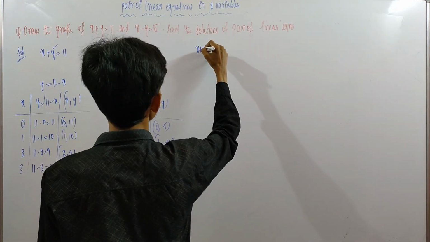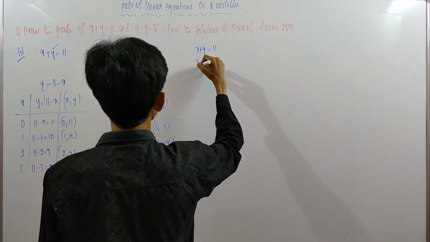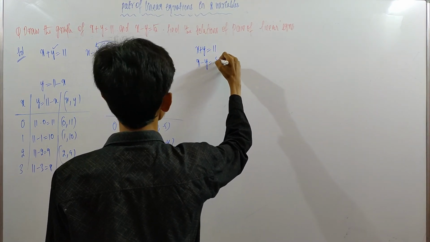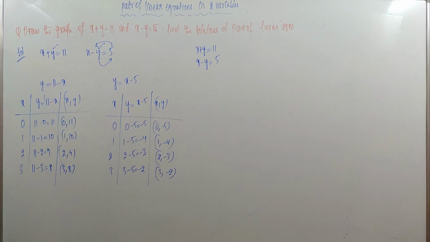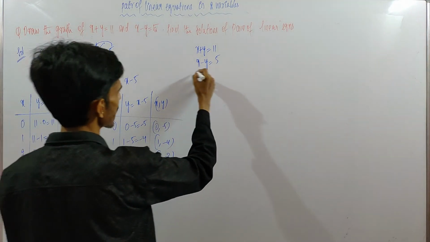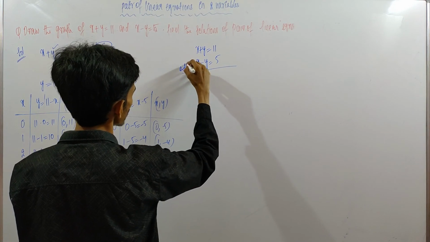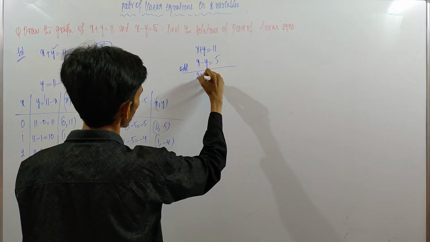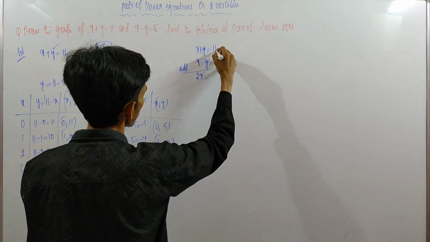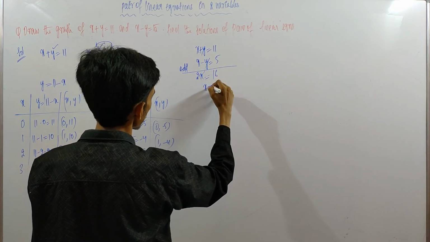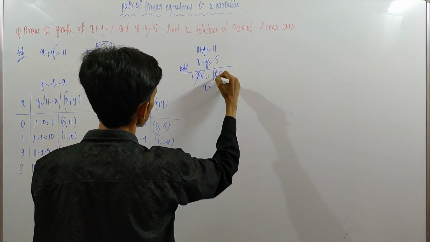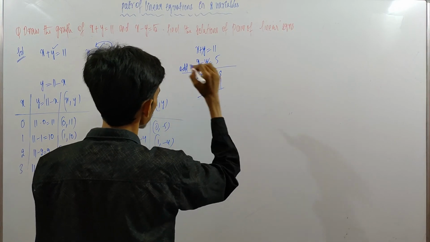We have x plus y is equals to 11, x minus y is equals to 5. We have these two equations. Let us solve this analytically. Now we have plus sign here, minus sign here. So add these two equations. X plus x, we have 2x, plus y minus y cancel. 11 plus 5, we have 16. So x value is 2 8s are 16. So we have x value as 8.